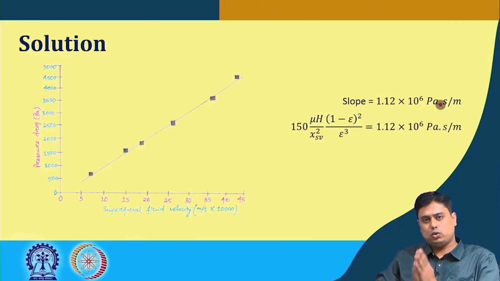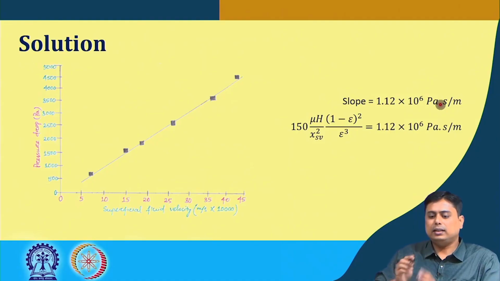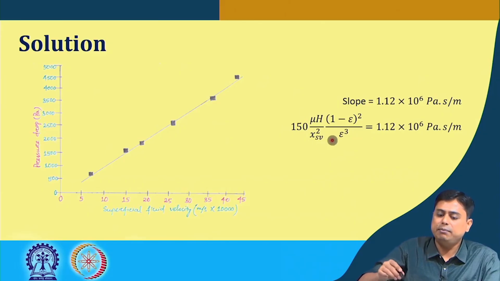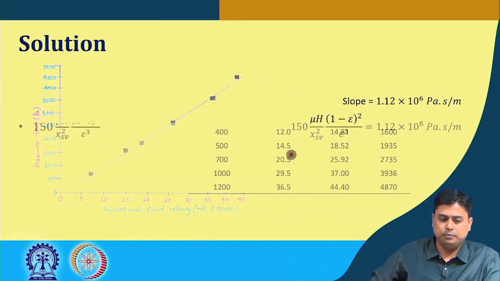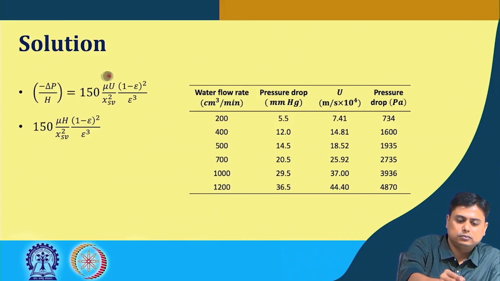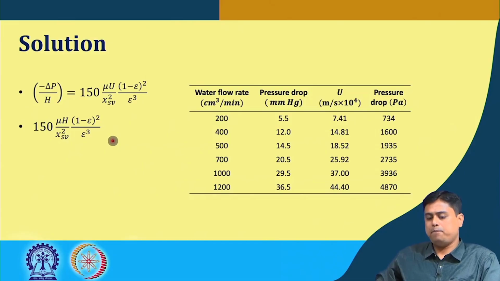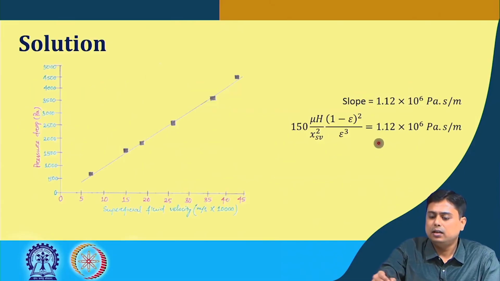Okay, and that slope value is nothing but this 150 multiplied by this parameter, because del p by h was of this one. So, if del p and u we plot, it becomes 150 mu h divided by x p square multiplied by 1 minus epsilon square by epsilon cube. So, this parameter is basically the slope value.